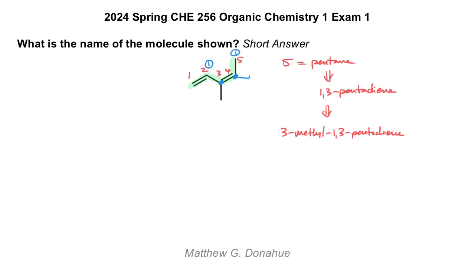And again, we're comparing to these other substituents. So because they're on the same side, they would be cis or Z, and so you would append that in front: Z-3-methyl-1,3-pentadiene.